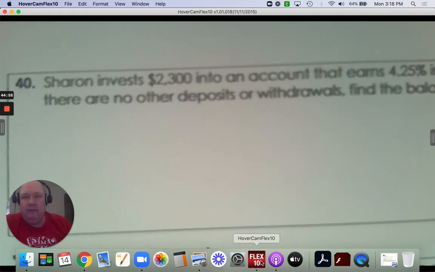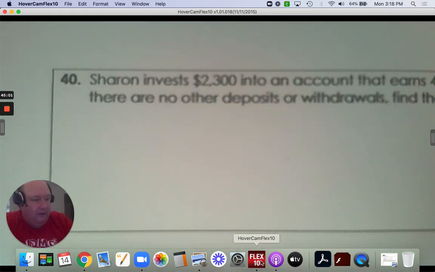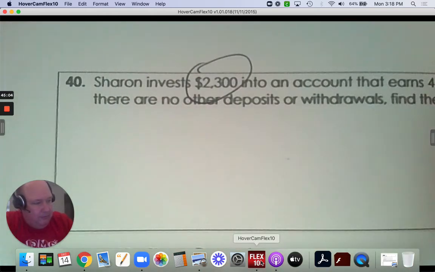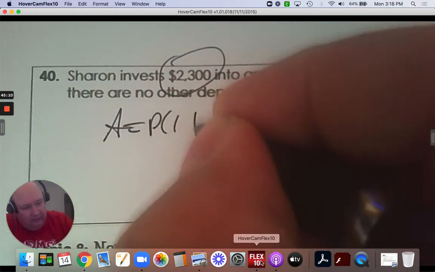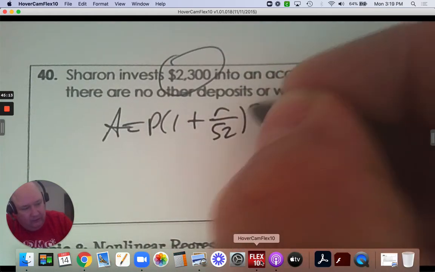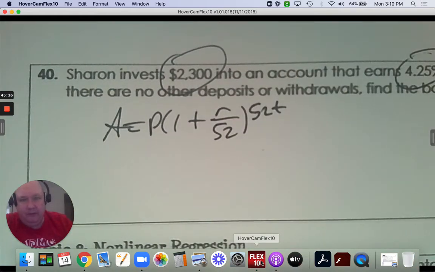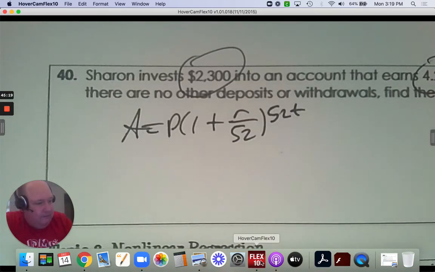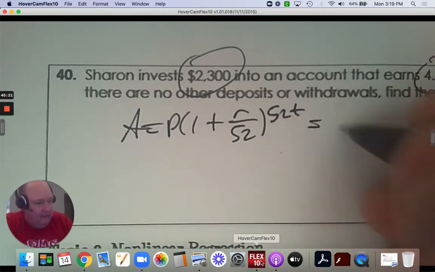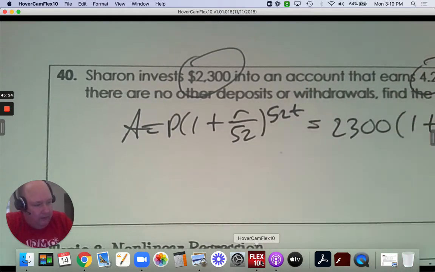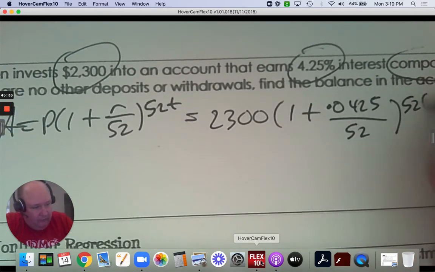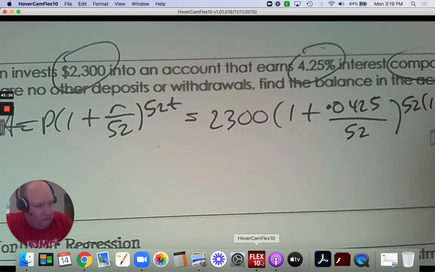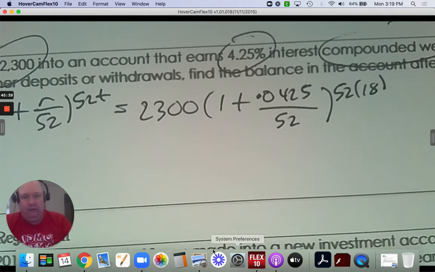Number 40. Sharon invests $2,300 in an account, and it pays 4.25% compounded weekly. So our formula for compounded weekly looks like this. There are 52 weeks in a year, so that's what the formula will look like with 52. So we have 2,300. The interest rate is 0.0425 divided by 52 weeks, and then 52 weeks times how many years? 18 years. So that's how many times it's being compounded. Use your calculator.